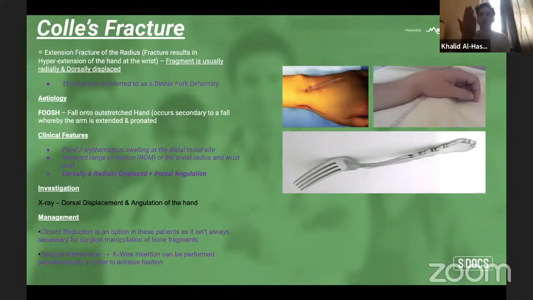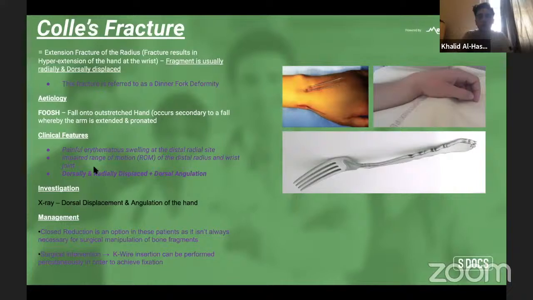If you take a look at the hand, this is the palmar aspect and this is the dorsal aspect. So there will be dorsal displacement of the bone, and it would usually be radially displaced, closer towards the radial bone itself. Now, the clinical features and why this is important is that there would be painful erythematous swelling, as with all fractures, and impaired range of motion at the wrist.